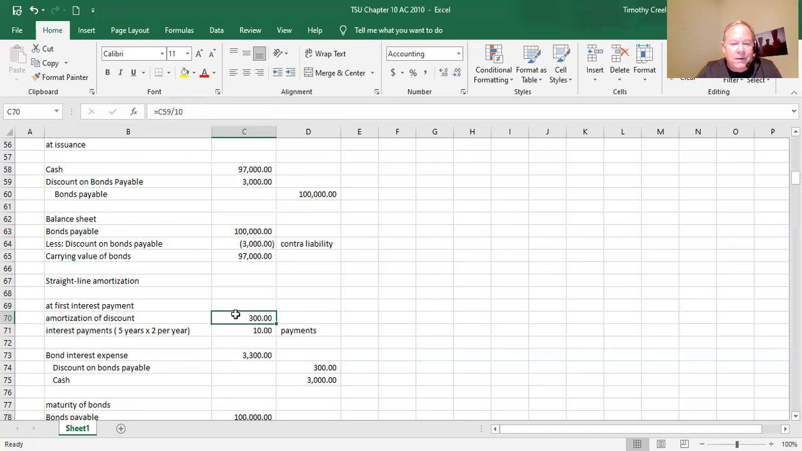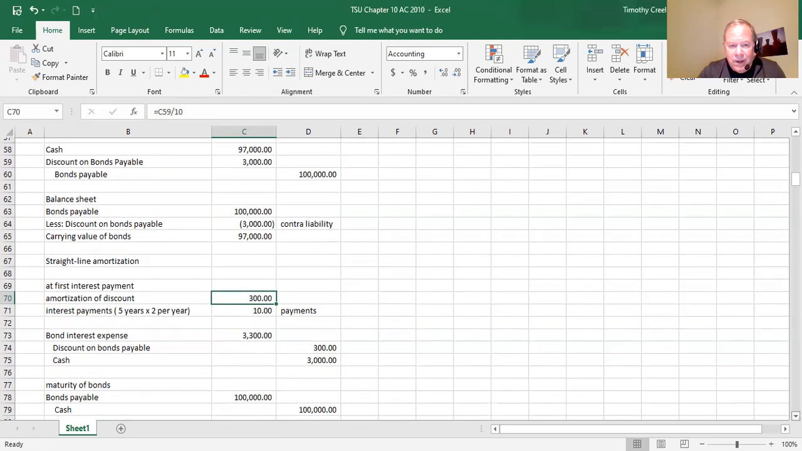In this case, our number of interest payments is going to be 10. It's a 5-year bond, and we're paying interest twice a year. So we're going to make 10 payments of interest over this 5-year bond. We take the total amount of the discount, which in this case is 3,000, and divide it by the number of payments. So we're going to amortize this discount off at $300 every time we pay interest, and it's going to be the same amount every time.